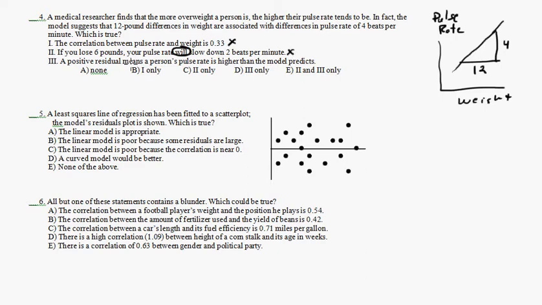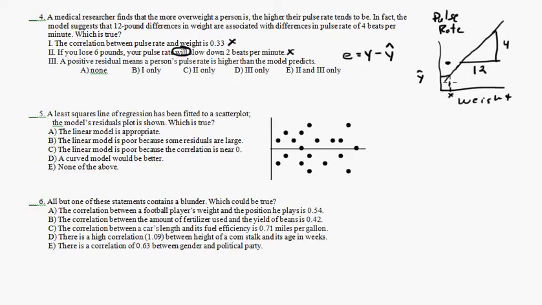A positive residual means a person's pulse rate is higher than the model predicts. So let's see, a residual is e, it's y minus y hat. So positive means y is bigger. So y is greater than the model up here. A positive residual means a person's pulse rate is higher. Yes, it's higher. So this would be y hat for this particular x value.